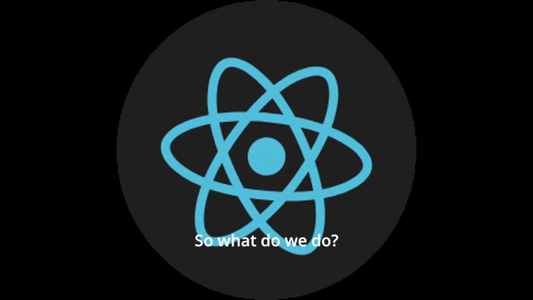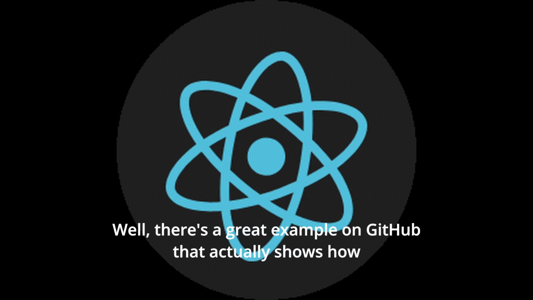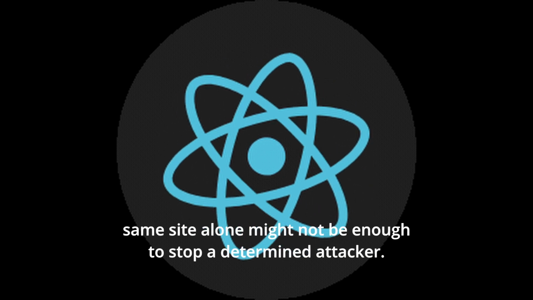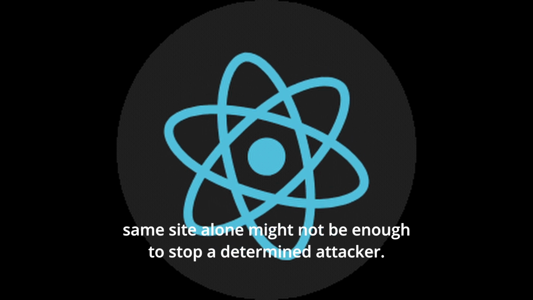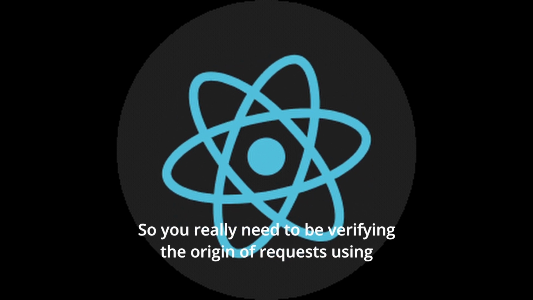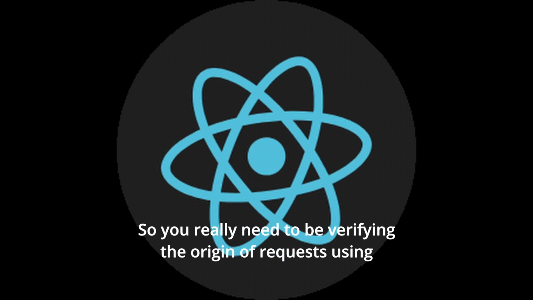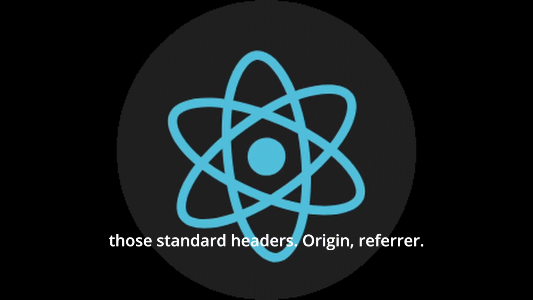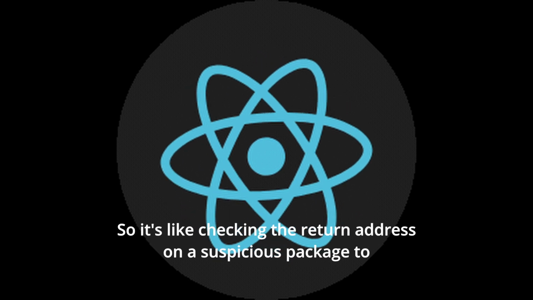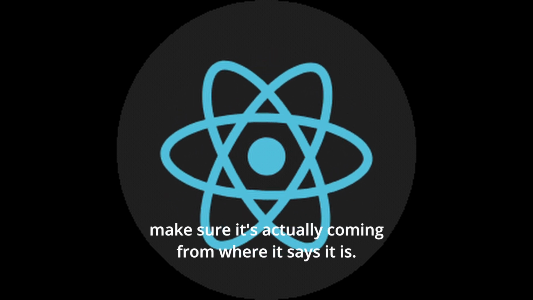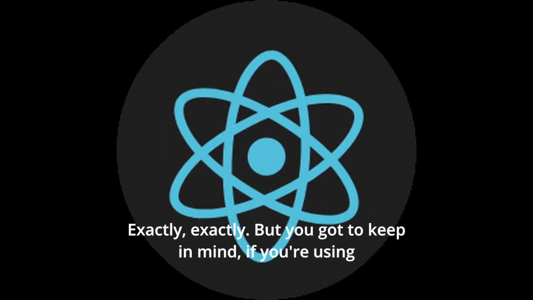So what do we do? Well, there's a great example on GitHub that actually shows how SameSite alone might not be enough to stop a determined attacker. So you really need to be verifying the origin of requests using those standard headers. Right, Origin, Referer. It's like checking the return address on a suspicious package, to make sure it's actually coming from where it says it is. Exactly.